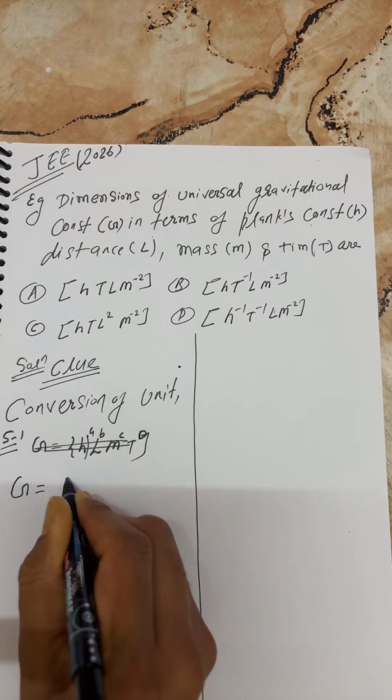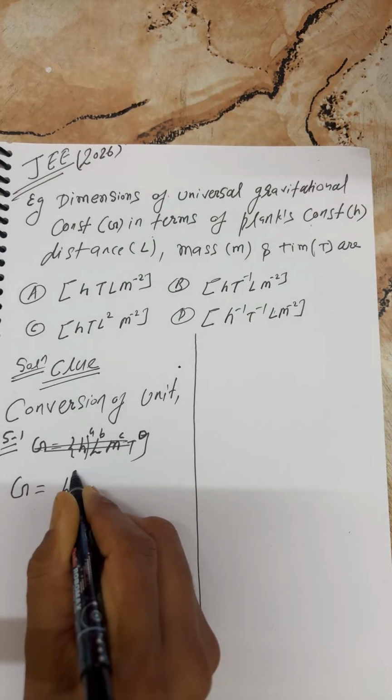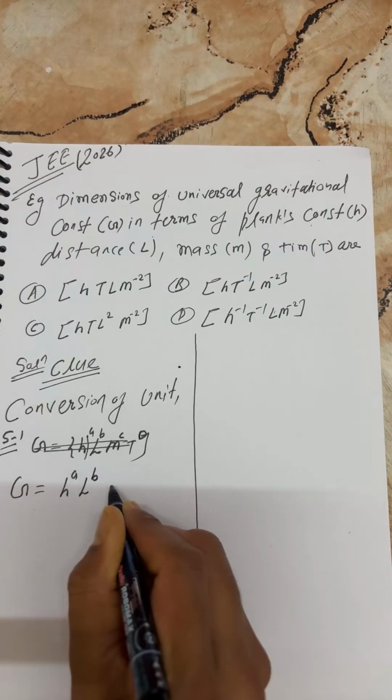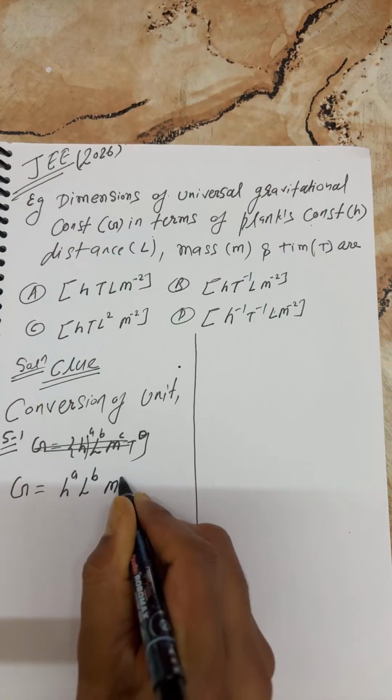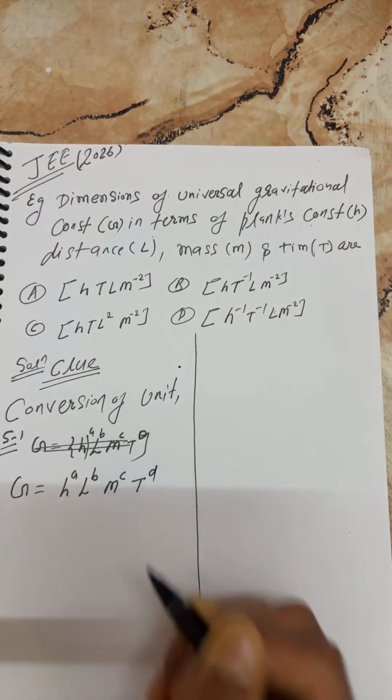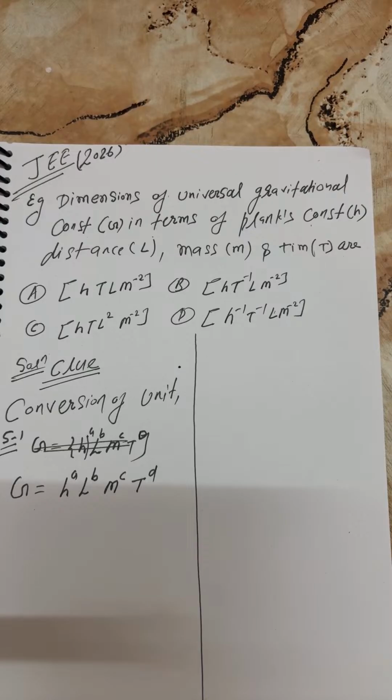G depends on H to the power A, L to the power B, M to the power C and T to the power D. This is the basic way to solve the question. But here we have to find A, B, C, and D.